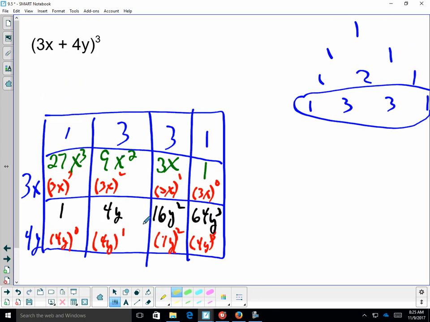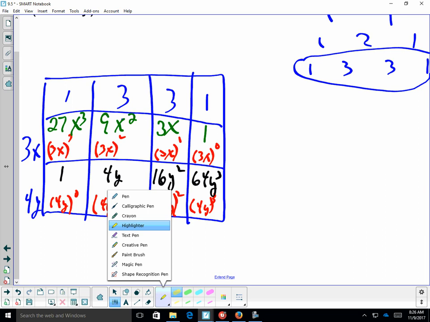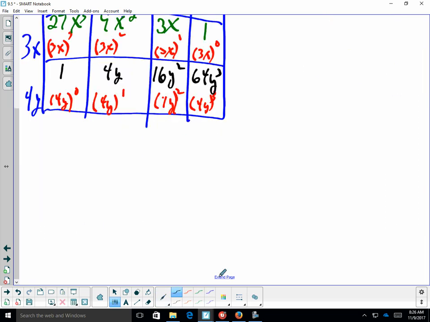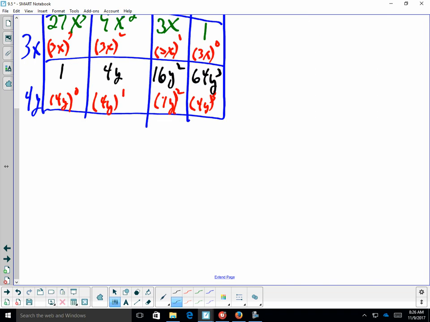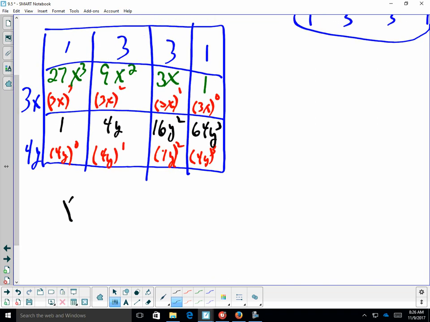So for me, it's easier. Sometimes when I'm doing these and I'm in a hurry and I don't want to mess up, which like now, I tend to write the variables first. So I'm going to do x to the third. The first term is going to have x to the third. The second term is going to be x squared y. Then it'll be x, y squared, and then finally y to the third. Remember, the x's go 3, 2, 1. The y's go 0, 1, 2, 3.